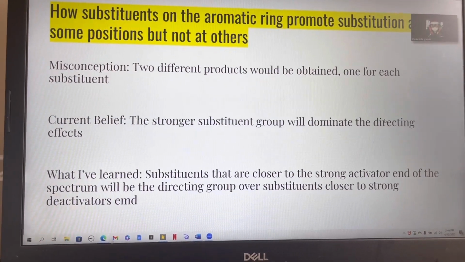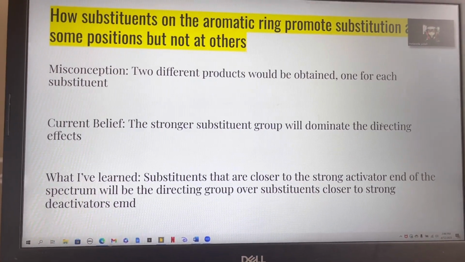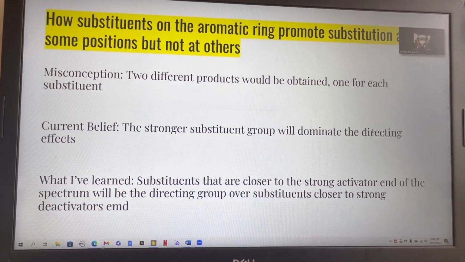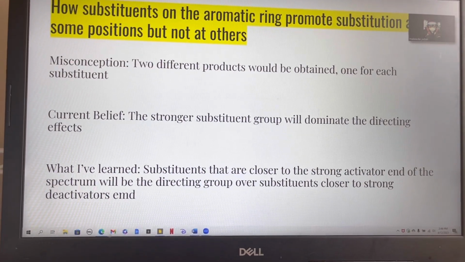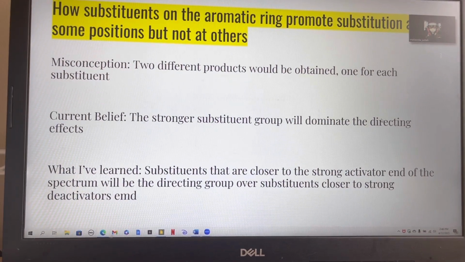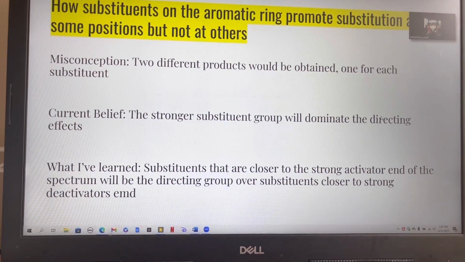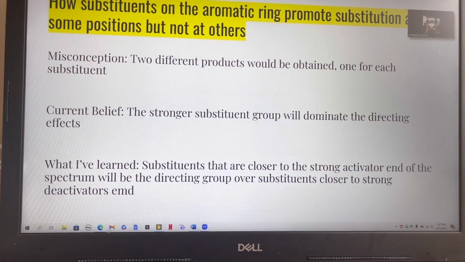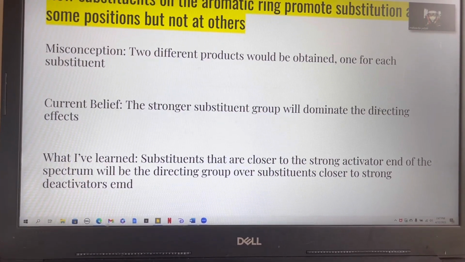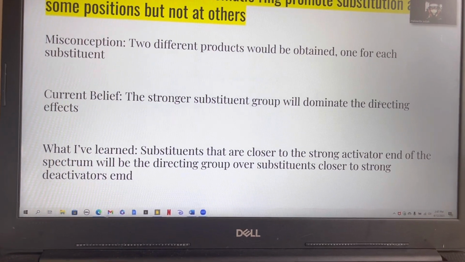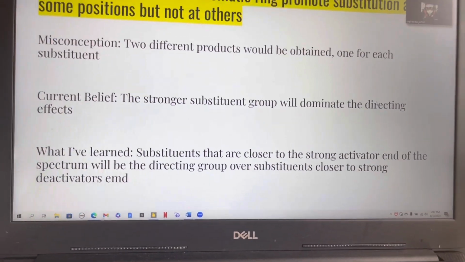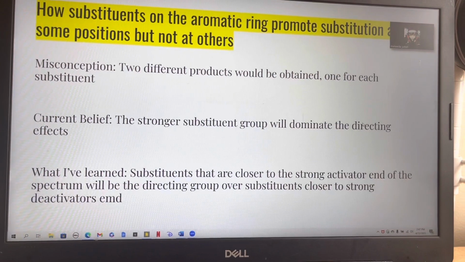Next, we have how substituents on the aromatic ring promote substitution at some positions but not at others. A misconception about this is two different products will be obtained, one for each substituent, but my current belief is the stronger substituent group will dominate the directing effects. And I've learned that substituents that are closer to the strong activator end of the spectrum would be the directing group over the substituents closer to the strong deactivator end.